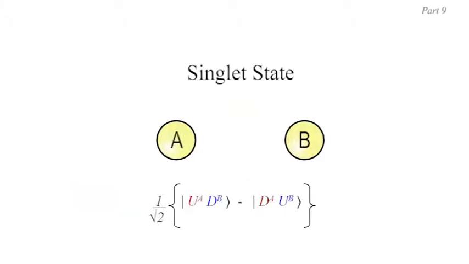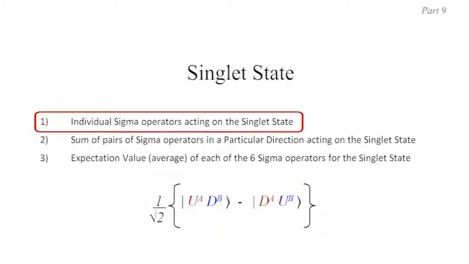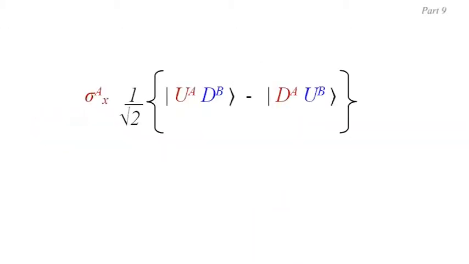Remember, we are considering two entangled electrons, A and B, which are in the singlet state. Their spins are opposite to one another, and these are the three things that we looked at. Number 1 told us nothing. When we operated with any of the 6 sigma matrices, say sigma AX, on the singlet state, we didn't get a measurement. The state got changed, and it wasn't a nice, neat eigenvalue equation. And the same was true for all of the 6 sigmas. We could not make a measurement of any component of the spin of either electron.